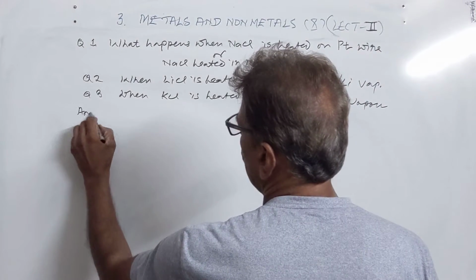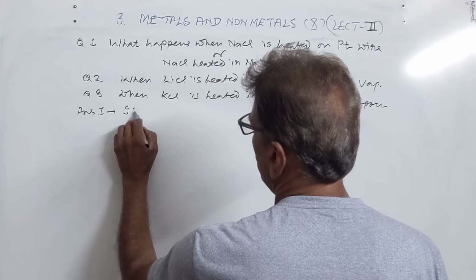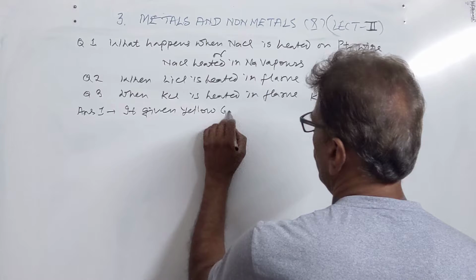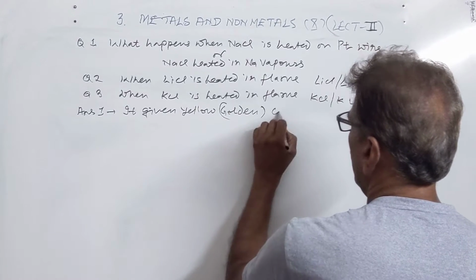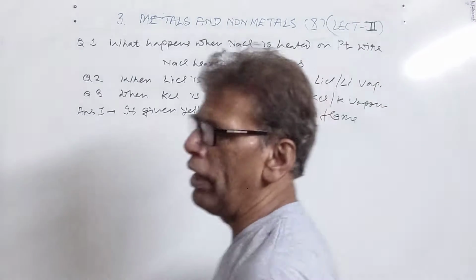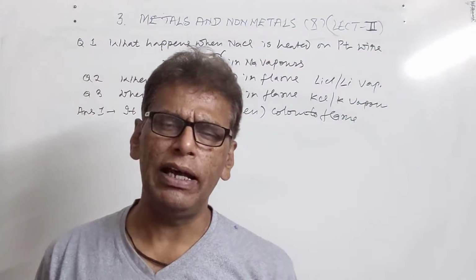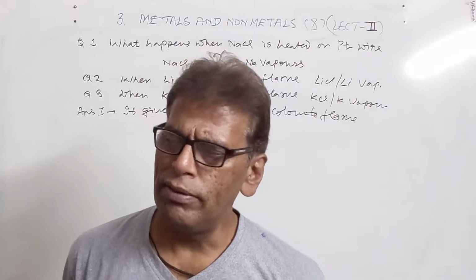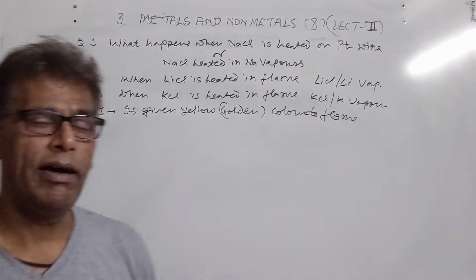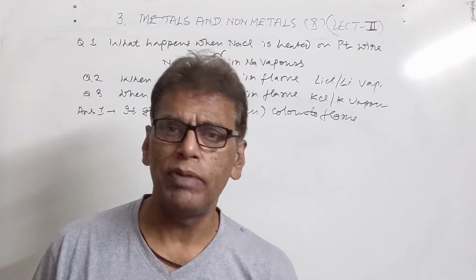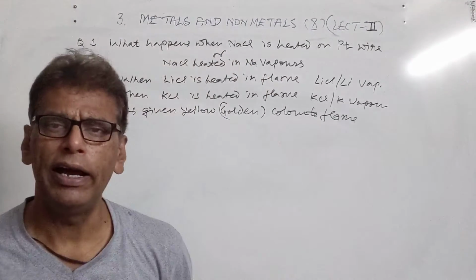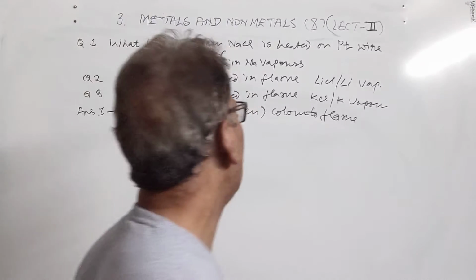In the first case, the answer to the first question is, it gives a golden yellow color to the flame. Now why is color seen in the flame? It is because of the excitation of the valence electron of sodium. Sodium has one electron in the valence shell that is excited to a higher level when heated, and when this electron returns to the original state, it emits the absorbed energy in the form of photons of visible light. It emits a yellow color.